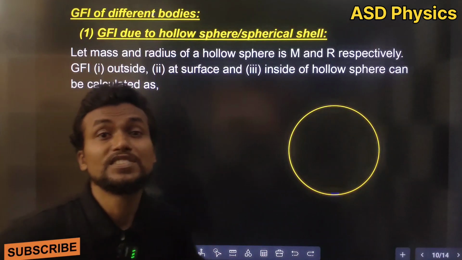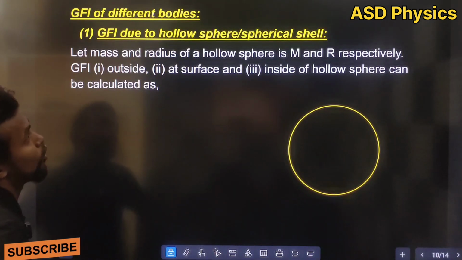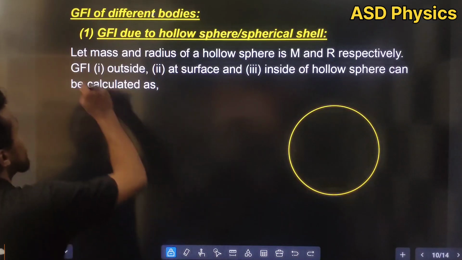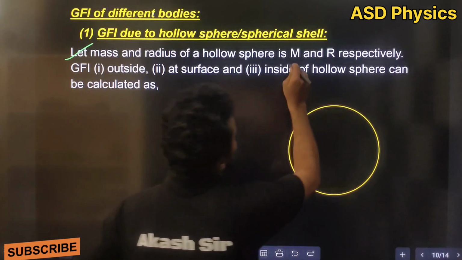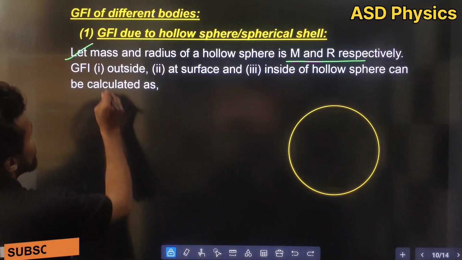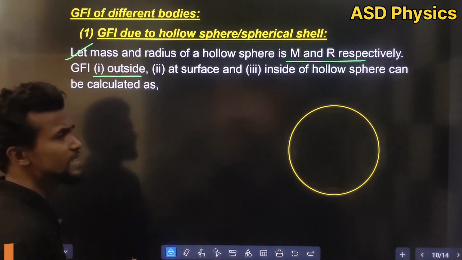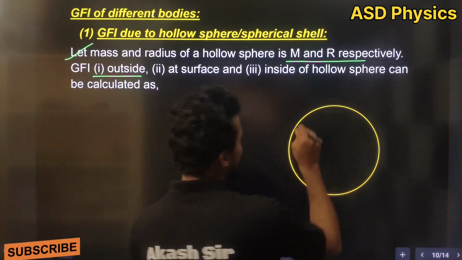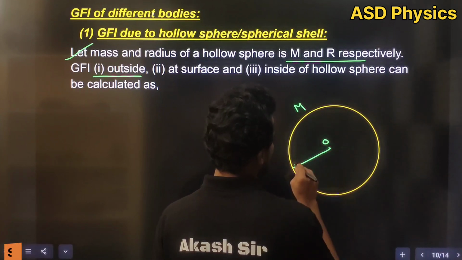Next one, please, after that, let's see here. Now we are going to see the GFI of different bodies. So see here, please. GFI due to hollow sphere or spherical shell. Let mass and radius of a hollow sphere be capital M and capital R respectively. Now, first we will see GFI outside, then we will see at surface, and then after that we will see inside also. This is mass M and this is the center, and the radius is R.